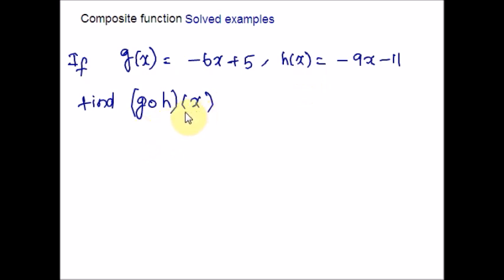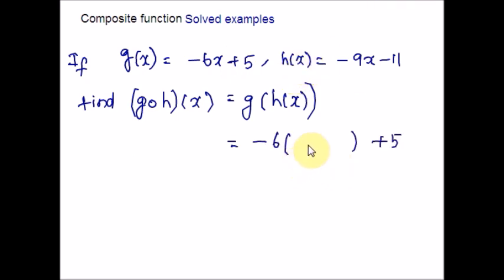I am going to write the definition first. G dot of h of x is nothing but g of h of x. We can proceed the same way as we performed our first example. First, I am going to write the g of x function. G of x is negative 6x plus 5. In this function, I am going to replace this x alone by the h of x. In this problem, did you notice that I have just left the x? I am going to replace it by negative 9x, negative 11.